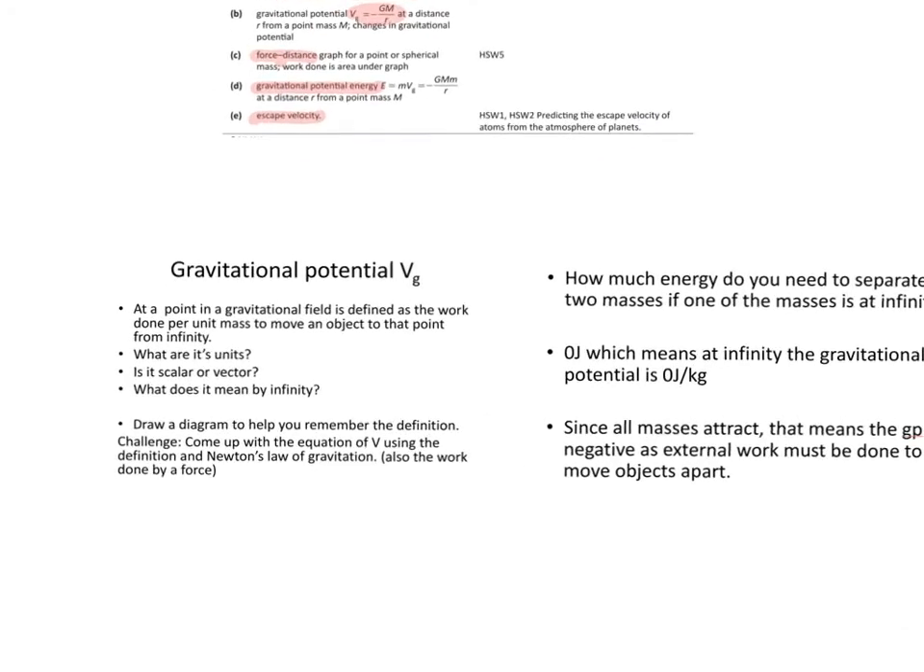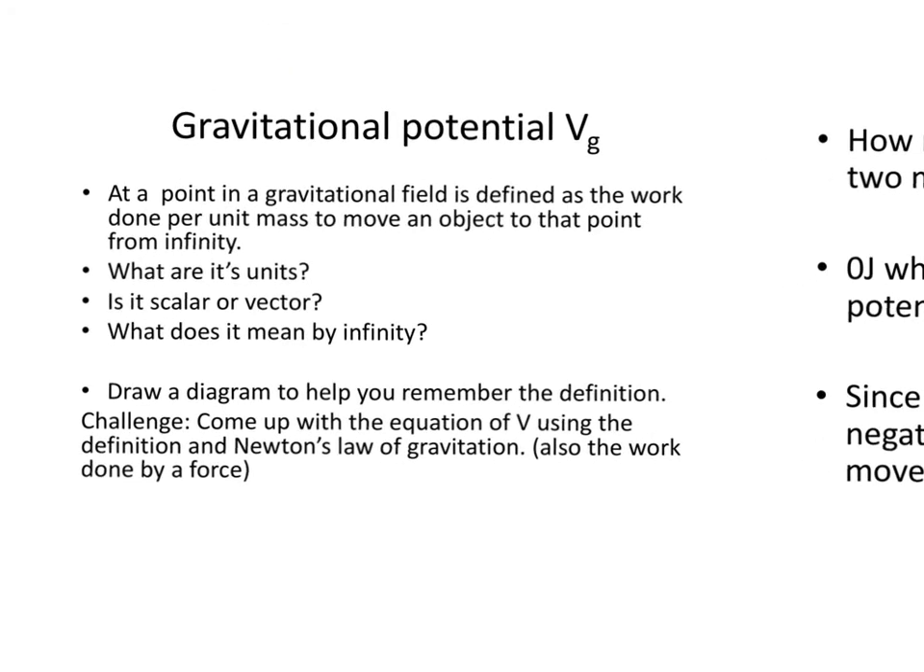So to start with, what is gravitational potential? So gravitational potential at the point in a gravitational field is defined as the work done per unit mass to move an object to that point from infinity. So if we look at the actual definition, which we just did, Vg is the work done per unit mass to move that object to that point, from infinity.